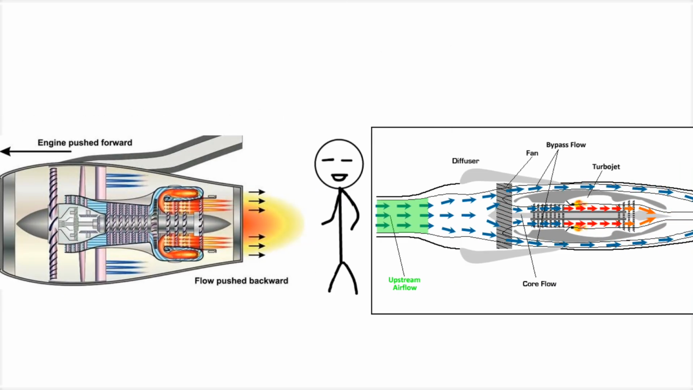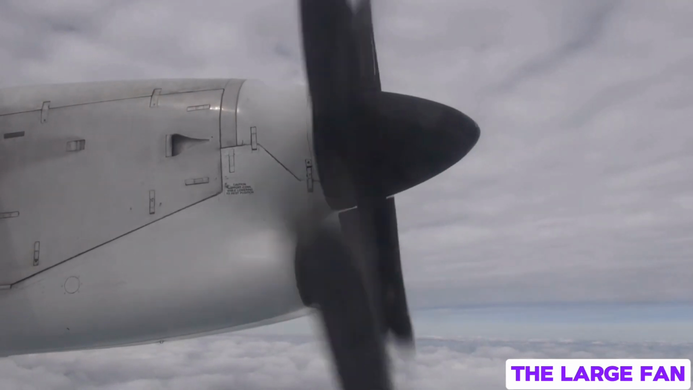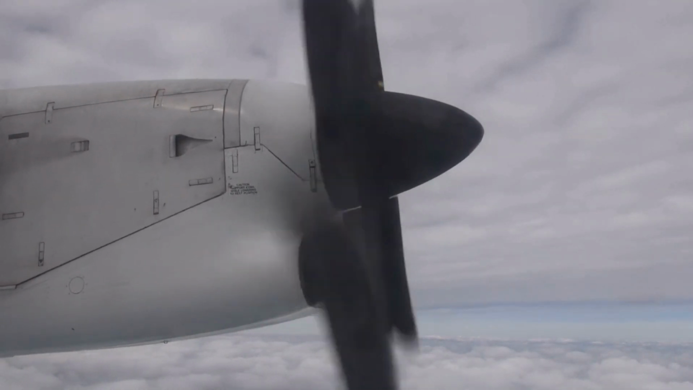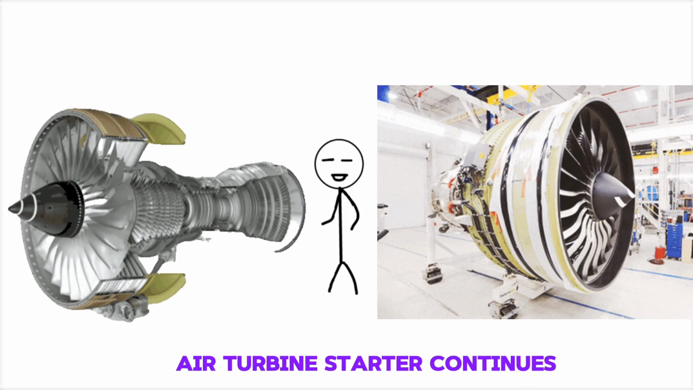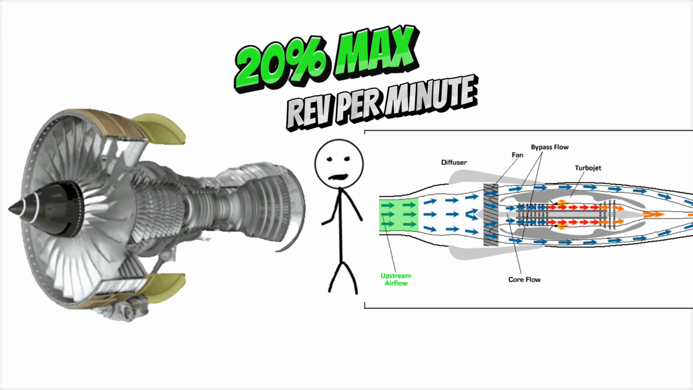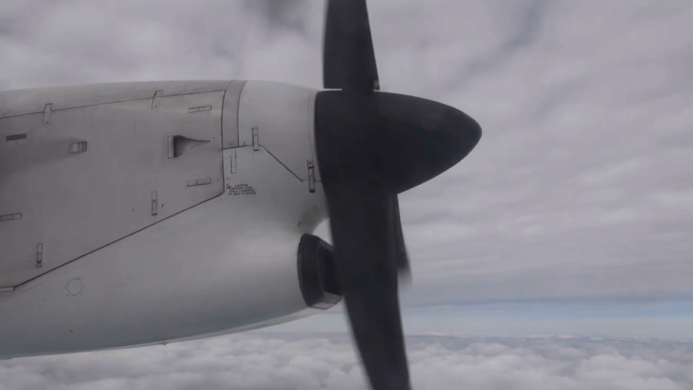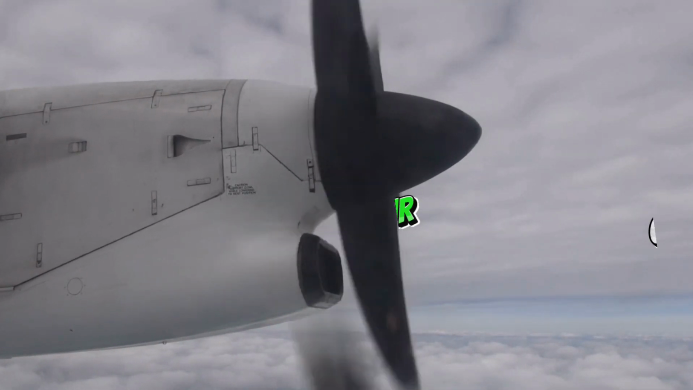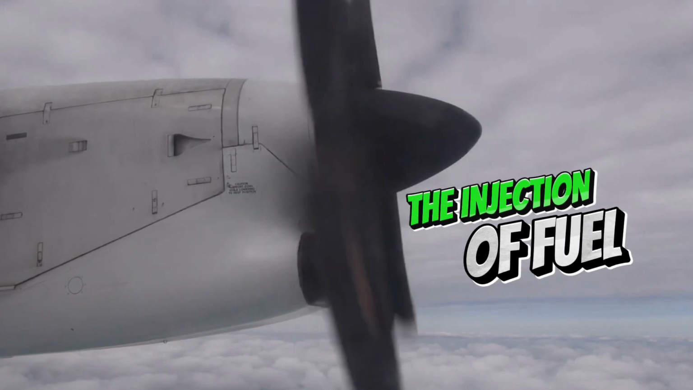Let's continue now. As the engine takes in air through its intake system, the large fan at the engine's front starts to rotate. With these critical components now operational, the air turbine starter continues supplying energy until the engine reaches around 20% of its maximum revolutions per minute. This rotational speed is adequate to achieve significant air compression within the engine, facilitating the injection of fuel.